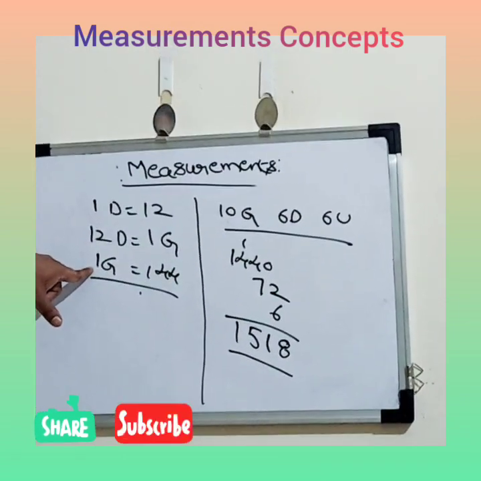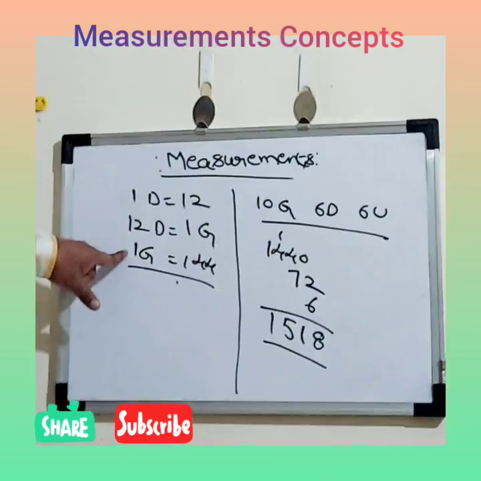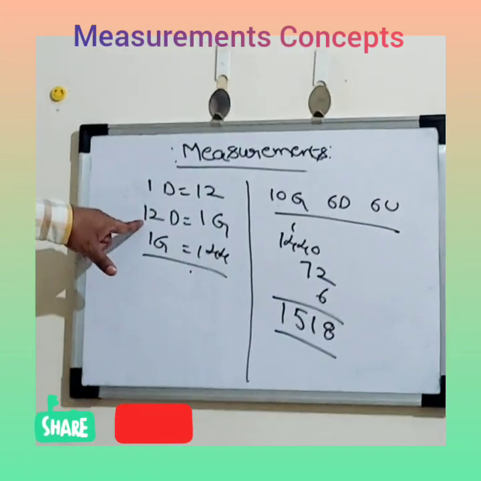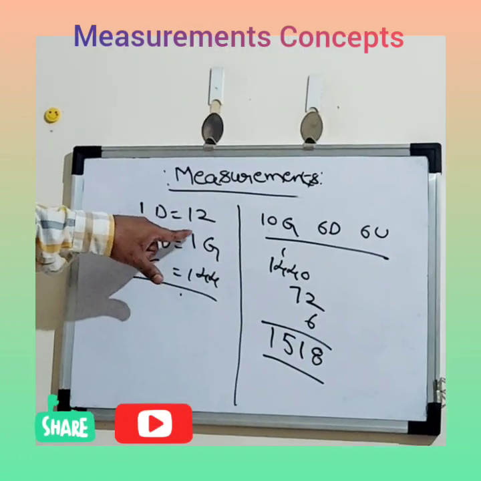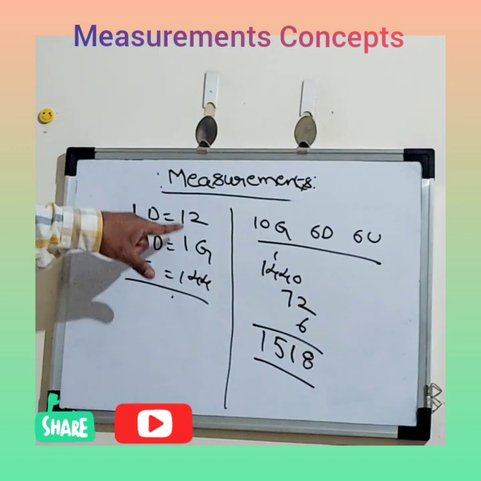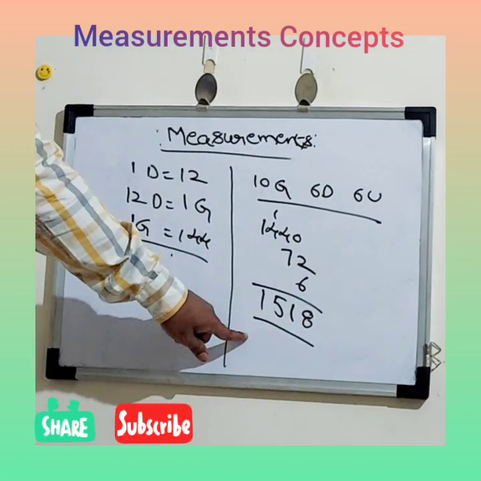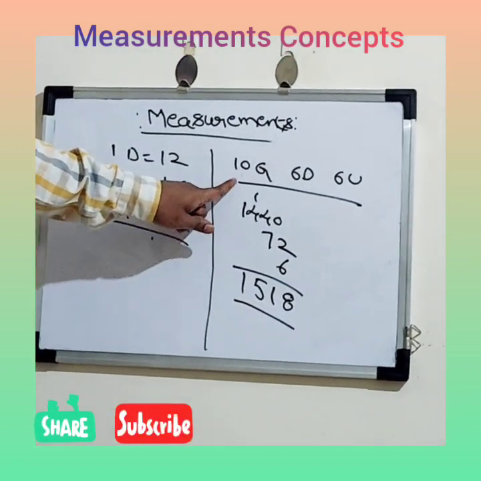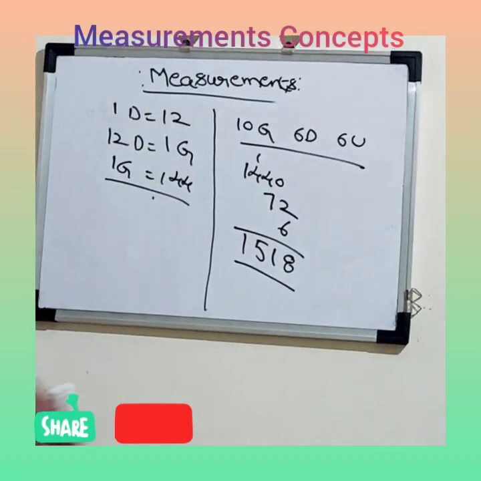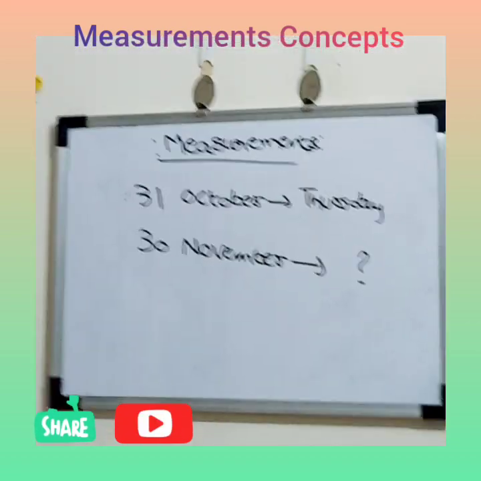So the basic concept you need to know here: 1 gross is equal to 144 articles, 12 dozen is equal to 1 gross. But 1 dozen is equal to how many articles? 12. So the total answer is obtained by multiplying the gross value, the dozen value, and the single unit value.